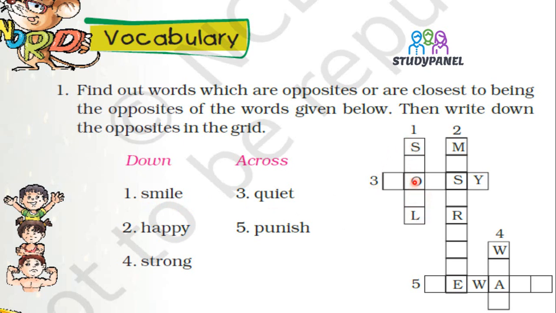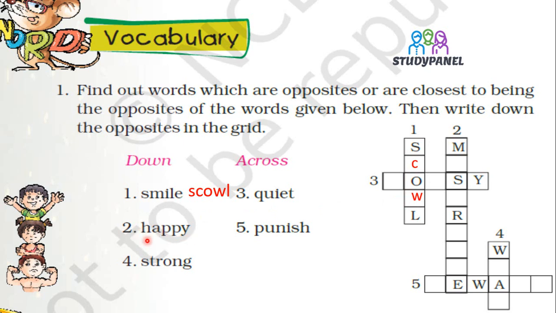Actually, this is a new word for you. So you should search it from the dictionary. And the opposite of smile is scowl. Scowl means angry. This is closest opposite. Smile means you are in a good mood. And scowl means it is angry. So we'll write it here. S-C-O-W-L, scowl.